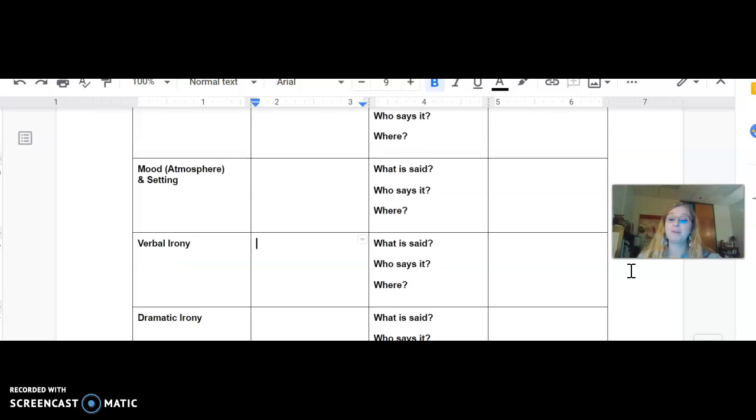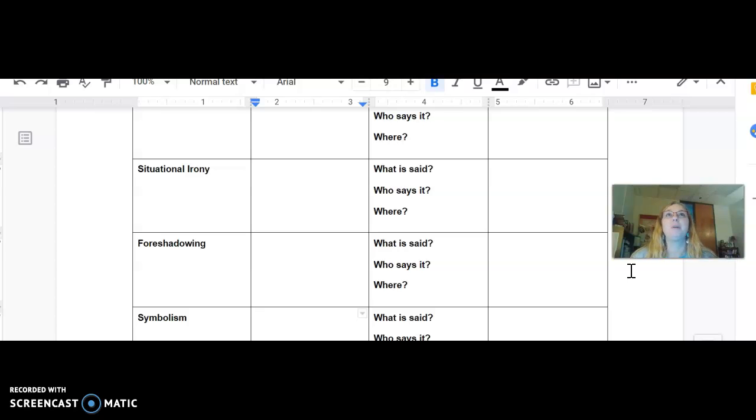Verbal irony, remember, is when somebody says something but they mean the opposite. Dramatic irony is when we as audience members know something that a character doesn't know. Situational irony is when the outcome that you're anticipating or expecting is the complete opposite. Okay? Foreshadowing is hinting at what is to come.